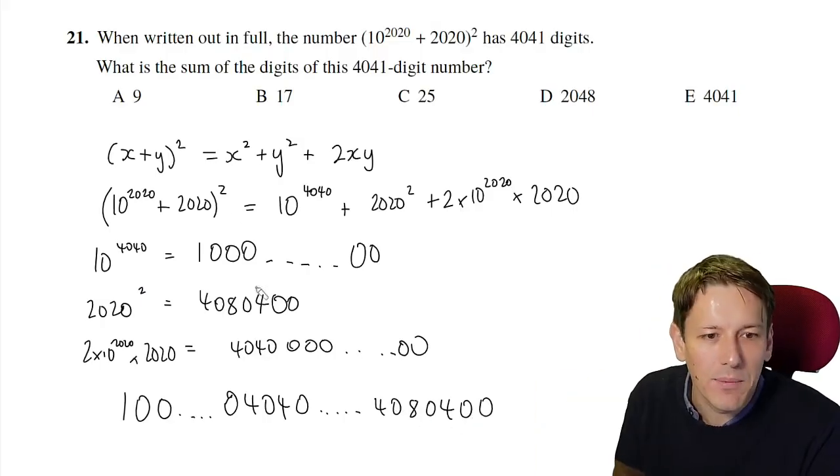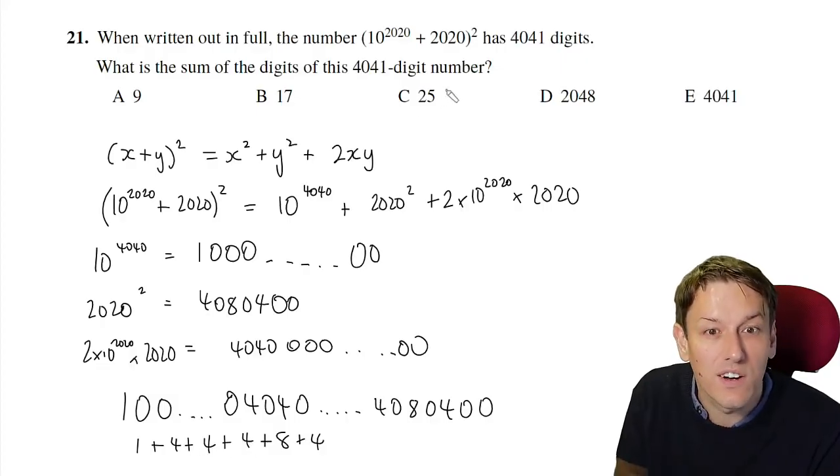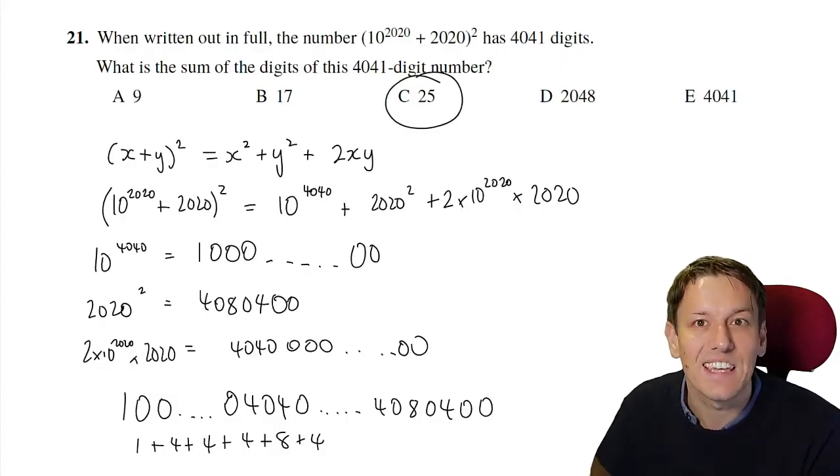Because those bits don't overlap, I can say, well, what's the sum of the digits? Well, just add these together. I get 1 plus 4 plus 4 plus 4 plus 8 plus 4. That's 12, 16, 24, 25. And then the answer is C, 25.